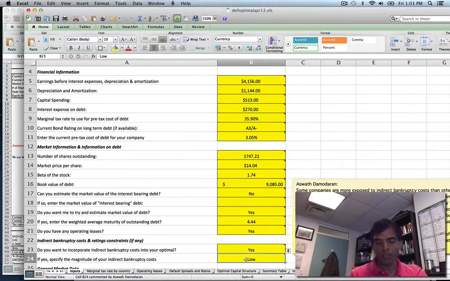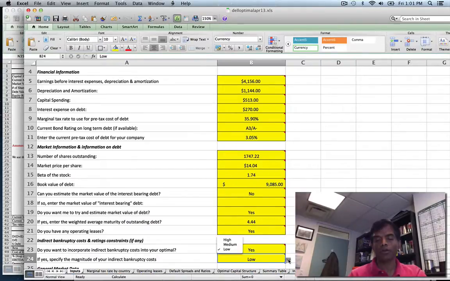If you say yes to that, then I give you a choice of whether you want those costs to be high, medium, or low. You're saying, how do I pick? If your company has a lot of products which are really long-term products which require servicing, then the indirect bankruptcy costs are probably going to be high. So for example, Boeing, high indirect bankruptcy costs. Grocery store, low indirect bankruptcy costs.